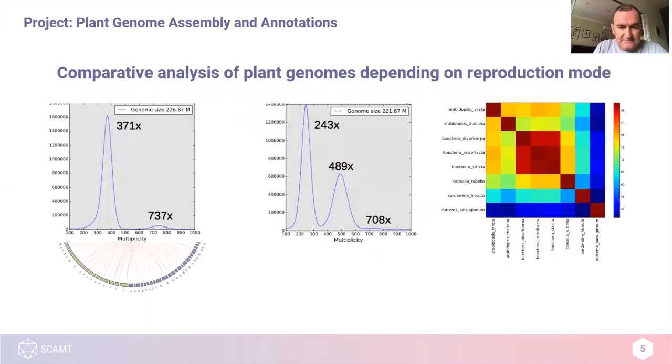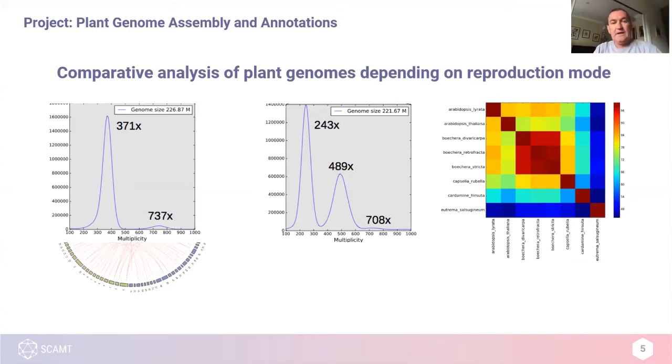Next one, please. Within the plant genome assembly project, we use, as I told you, comparative analysis of plant genomes depending on the way of reproduction. In these slides, you see the difference. It's so-called k-mer analysis, where we show on the left a low heterozygosity plant and a high heterozygosity plant.